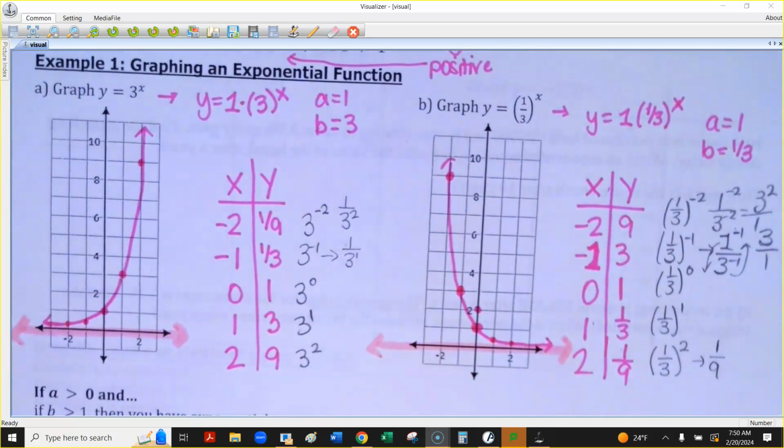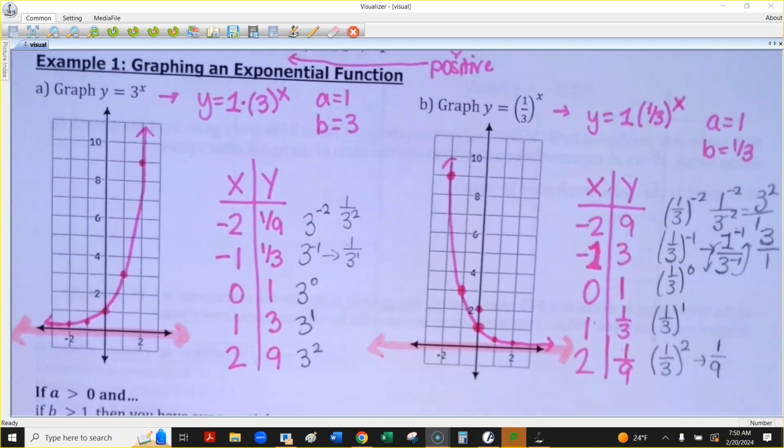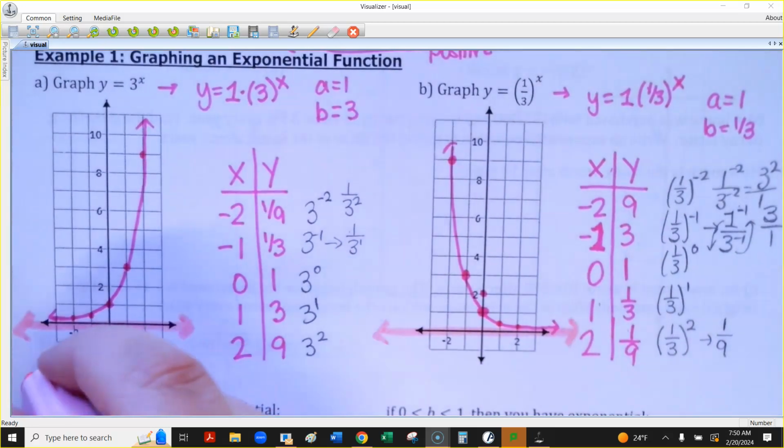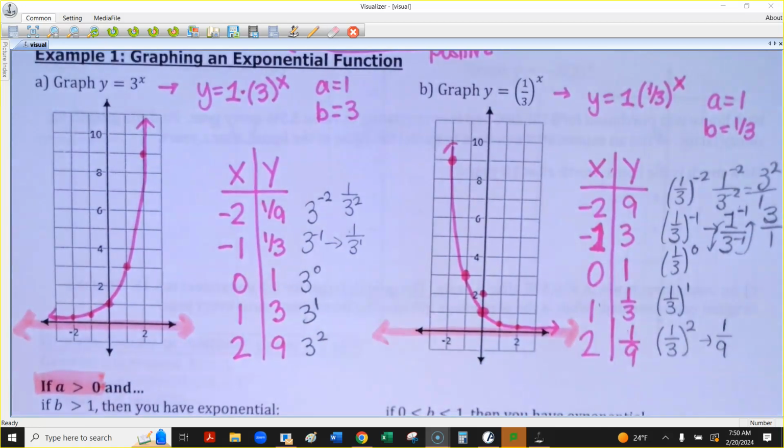So that's what we're going to talk about just right underneath here. So you have an example of each. In this one, my b value is 3, right? Both of these require, we'll deal with different things tomorrow, but the a value in this situation has to be positive. If the a value is negative, we'll talk about that tomorrow. The a value is going to be positive.